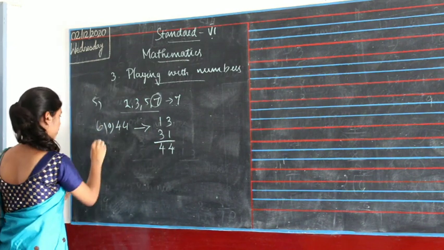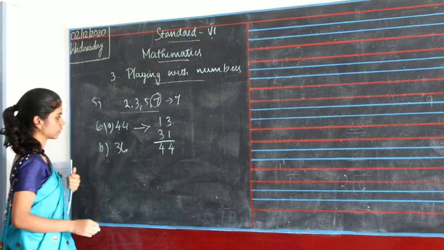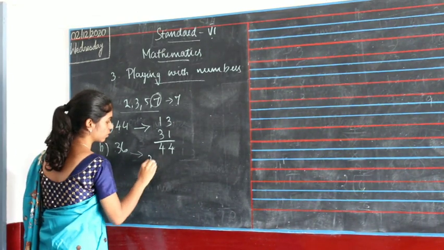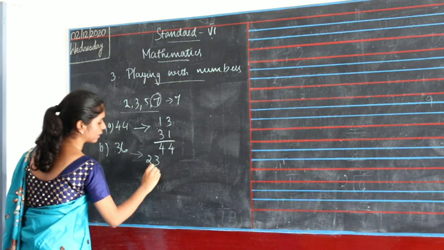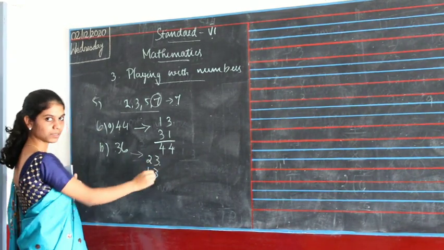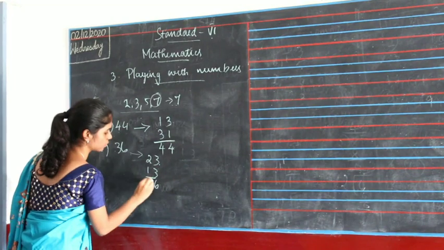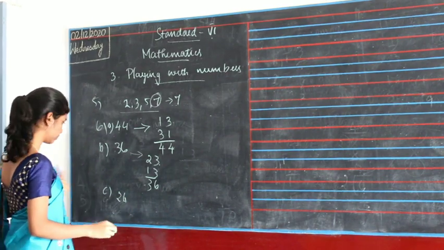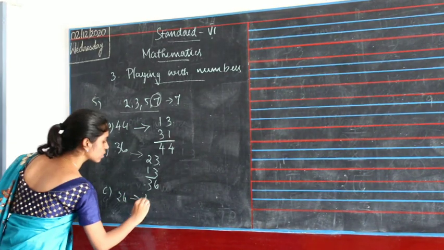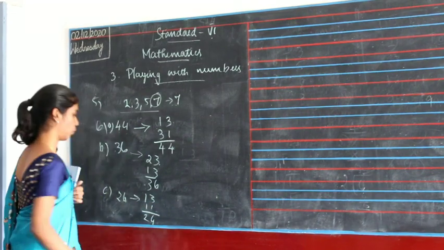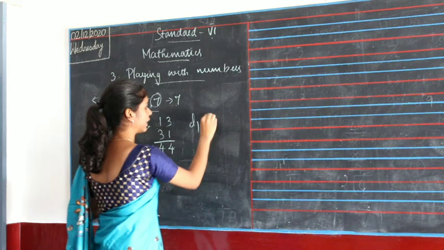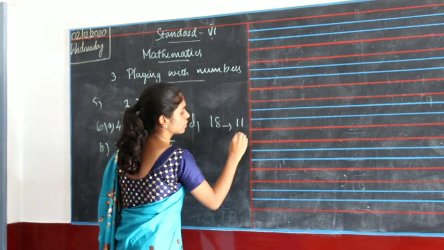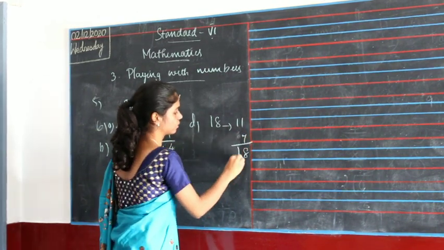Next one, 36. 36 you can say 23 and 13. 23 is a prime number and 13 is a prime number. So 6 and 3. So C, 24. 24 you can write as 13 and 11. You will get 24. And D, 18. 18 can be written as 11 plus 7. So 18. Okay.